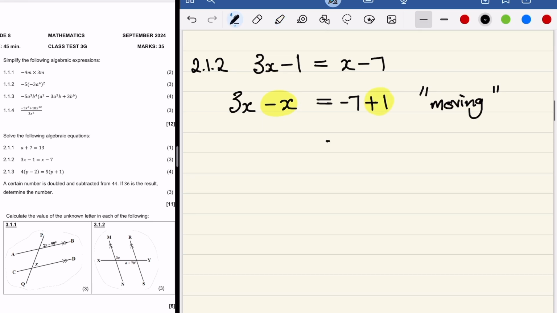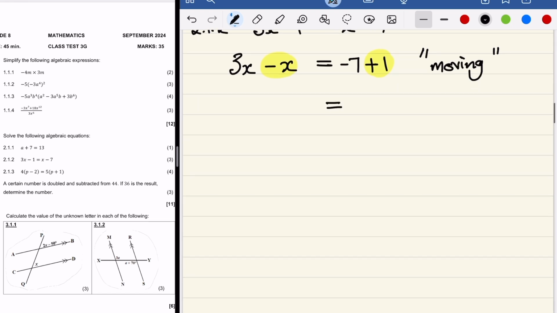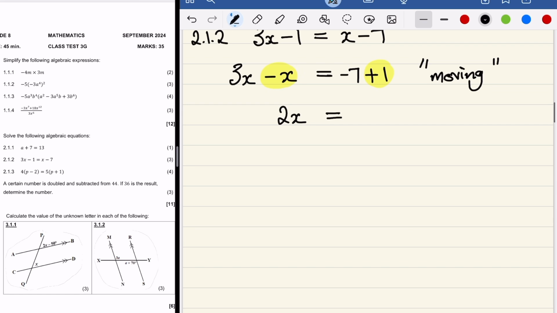Simplifying this, we have 3x minus x gives us 2x. And please use your calculator. We know that you have challenges adding integers, especially when there's negatives involved. So negative 7 plus 1 is negative 6, and if you are uncertain, please just use your calculator. So negative 7 plus 1 is negative 6.